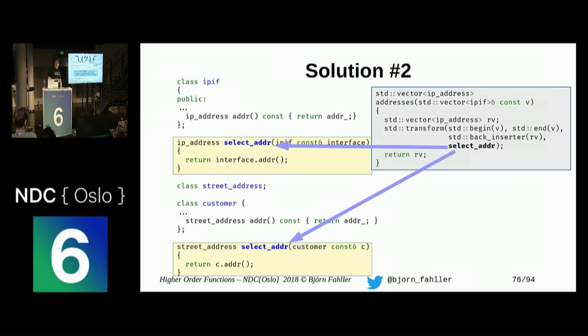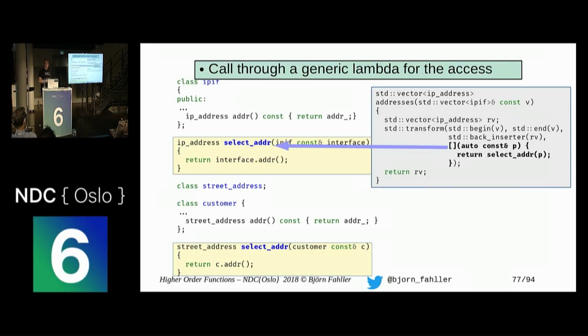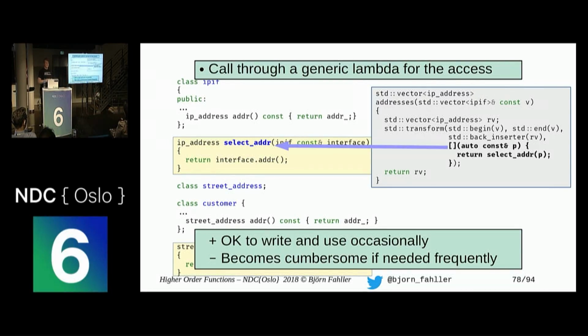But if you actually do need it, we can go to solution number 2. Call it through a lambda. Because a lambda is one thing that is callable. In this case, I'm using the auto function parameter, so it's callable with anything. And then inside that call, it knows which of the select addresses to call. And that is okay, because the lambda is one thing. That one thing is sent into transform. So it works. So I think this is okay occasionally. It becomes cumbersome if you need it often because you need to read this lambda.